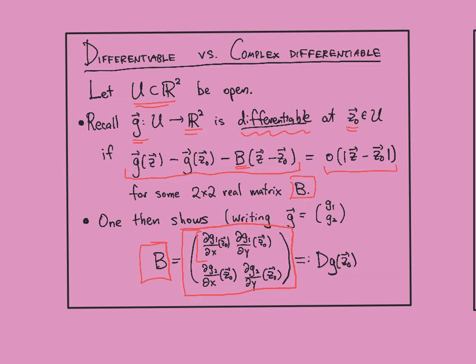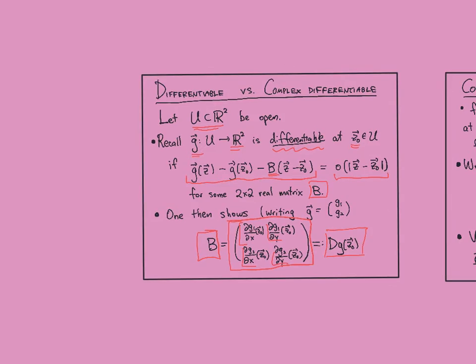dg1/dx, dg1/dy, dg2/dx, dg2/dy, and this is the derivative matrix of G at Z0. So this is differentiable.